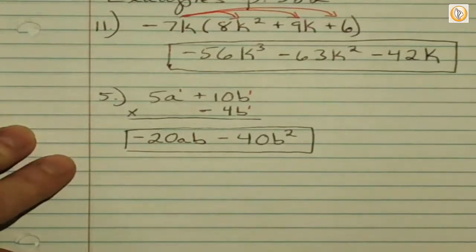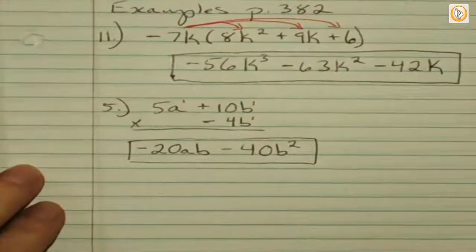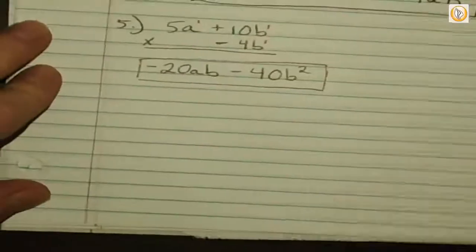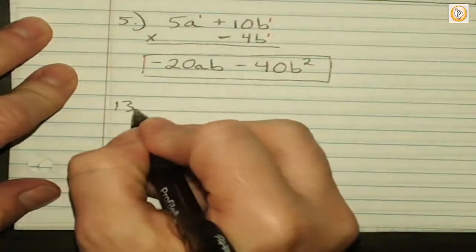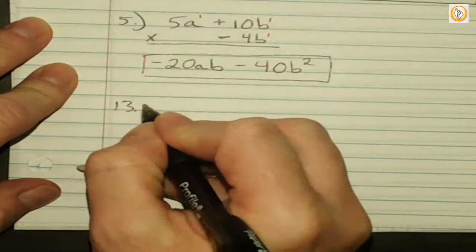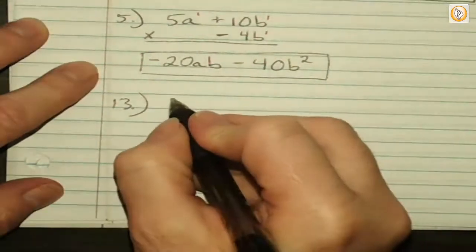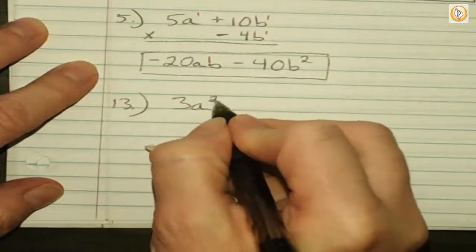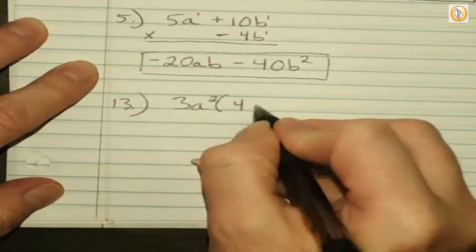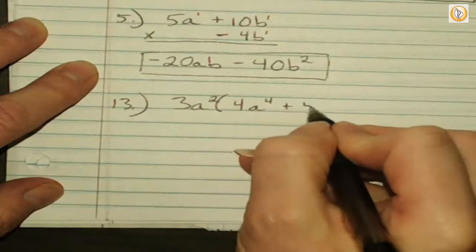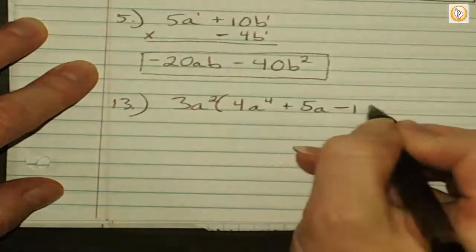No. Okay. So let's look at 13. No, 13 is not done the same way. Let's just do it anyway. Just do 9. 13a squared times 4a to the 4th power plus 5a minus 18.